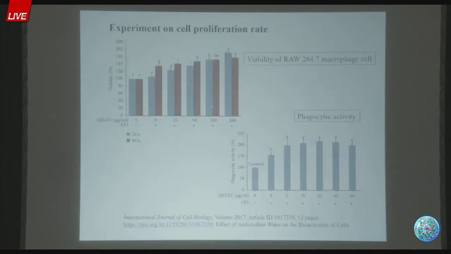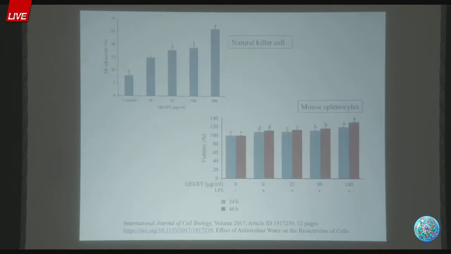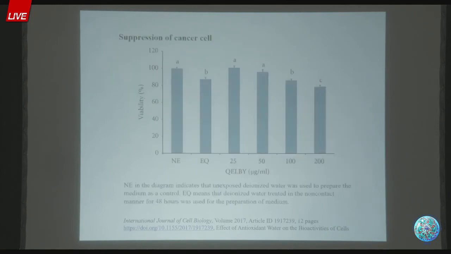And also, the experiment using the RAW 264.7, a macrophage cell, which is an immune-related cell, showed the viability and proliferation rate increasing, and also the phagocytic activity is increasing about 2 times, a very large effect. And natural killer cells also increasing, and mouse splenocytes also increasing. And suppression of cancer cells was also observed.